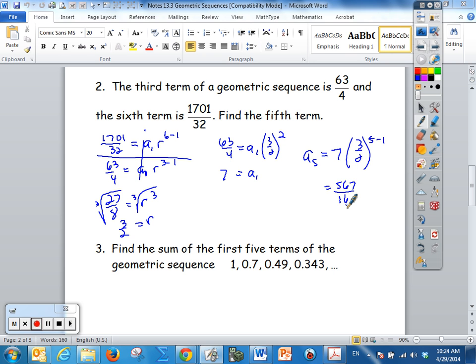And it would be best to leave it in accurate form. If you did a decimal, I don't know that this comes out evenly. I can't tell by my work, but you really want to keep in mind that if you can give an accurate answer, that's what you want to give. You would prefer to give an accurate answer over an estimate. Okay, so we would just leave it like that. That would be our fifth term. Questions? Okay.